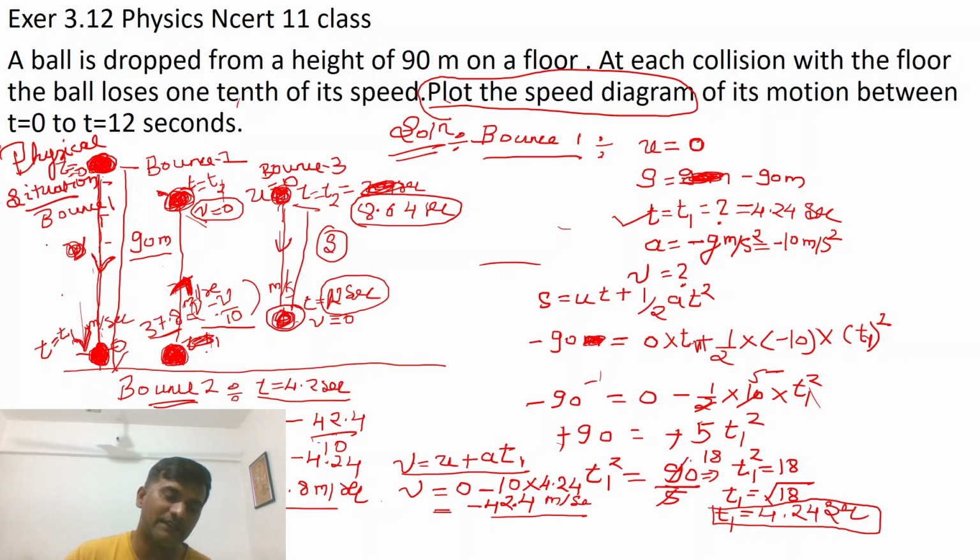Why is it minus? Because the velocity is acting downwards. Velocity is a vector quantity, acting downwards. But I have to find out speed, so speed will be only 42.4 meter per second.